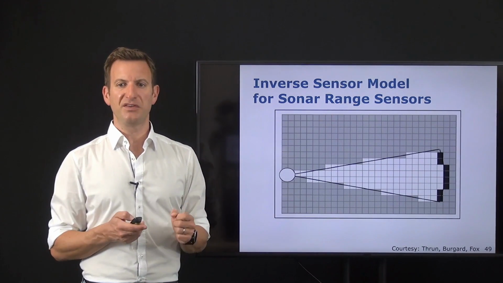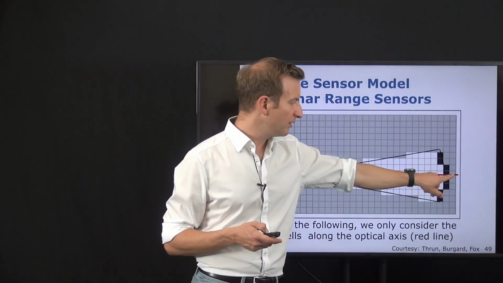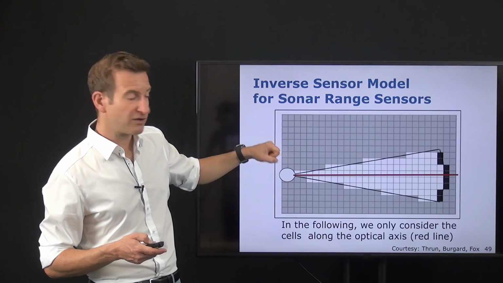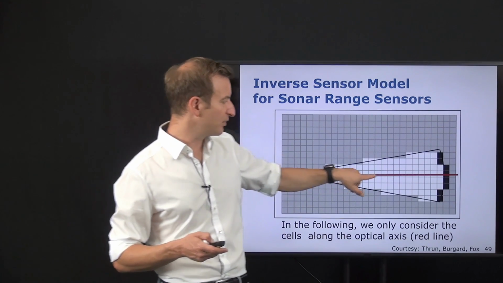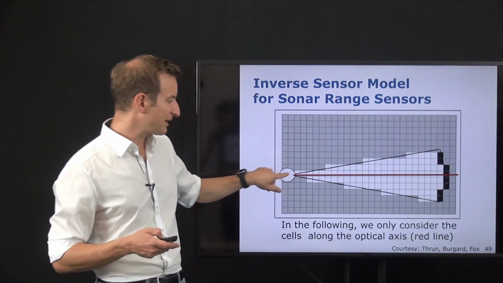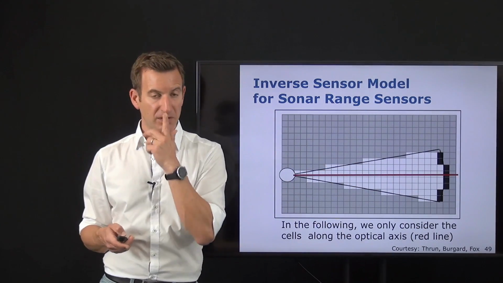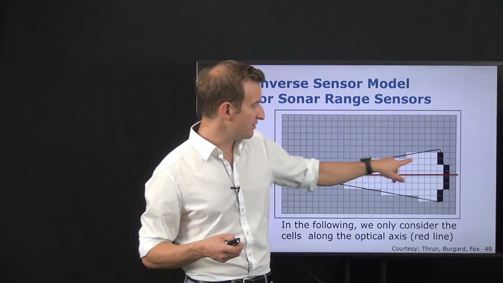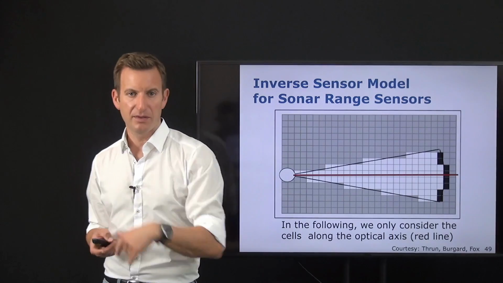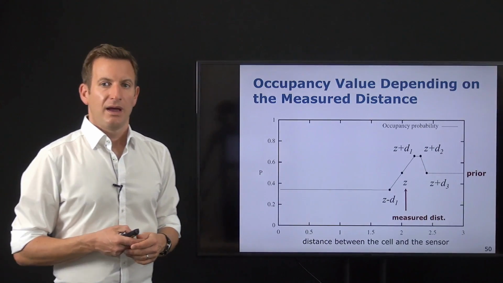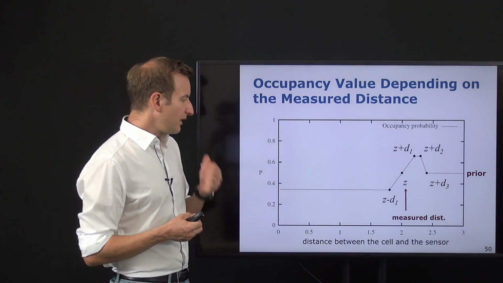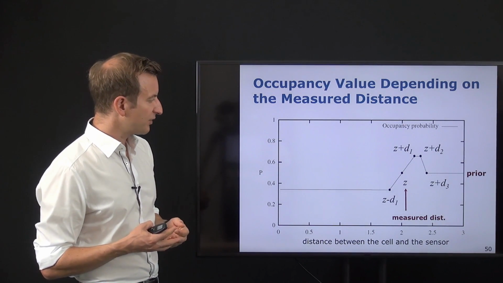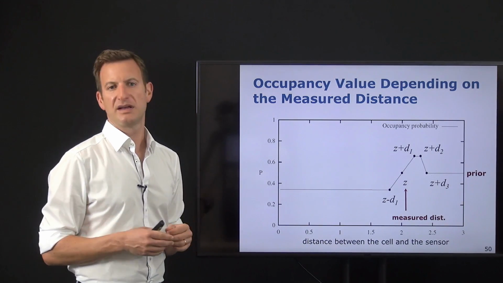For reasons of simplicity, I'm just looking here at this ray, so in the plot that is very similar to the plot for the laser scanner that you've seen before, so that would be a good illustration for a laser scanner. So this red line is the x-axis of the plot, which now follows. And of course, I can put this axis going through those individual cells, not just directly through those grid cells. And the inverse sensor model for the sonar sensors looks similar, but not identical.